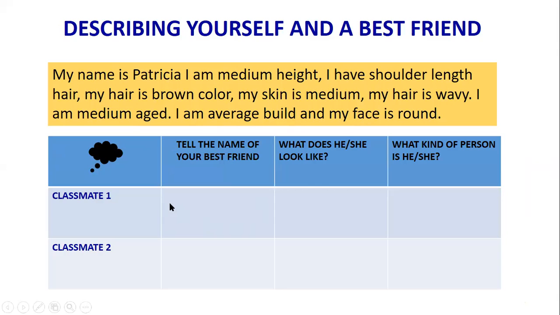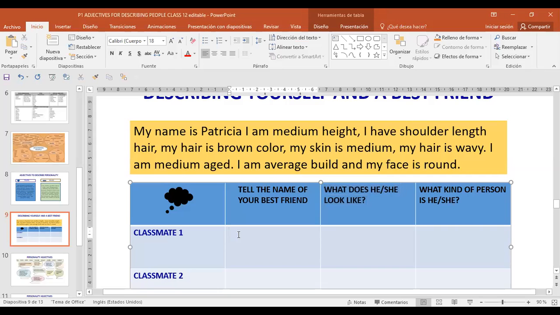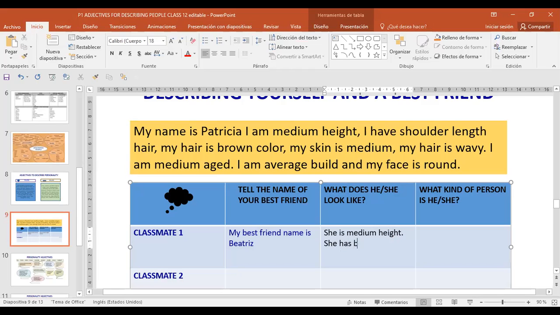Entonces, ¿cómo haría yo? Vamos a ver, vamos a hacer un ejemplo aquí. Voy a pensar en un amigo y por ejemplo yo puedo decir, my best friend name is, por poner un nombre, Beatriz. Ajá, entonces, what does she look like? Entonces yo puedo decir, por ejemplo, she is medium height, y puedo decir, she has blonde, short hair. Okay, tiene el cabello corto y rubio.